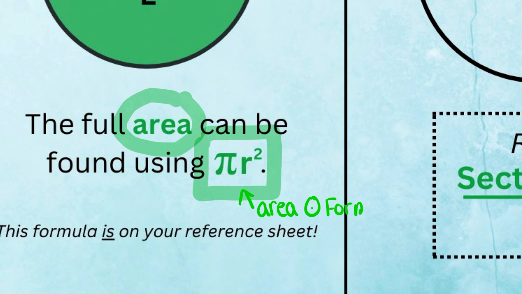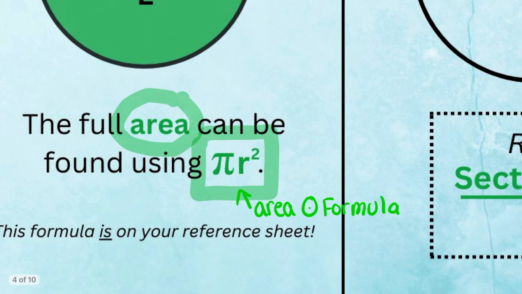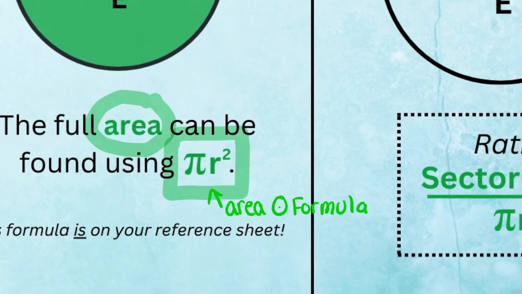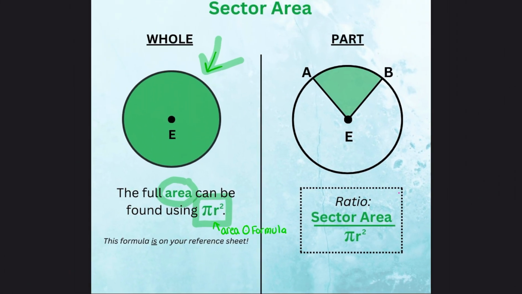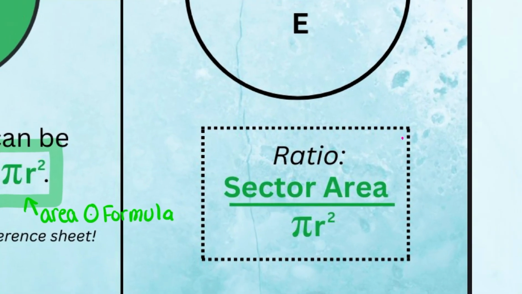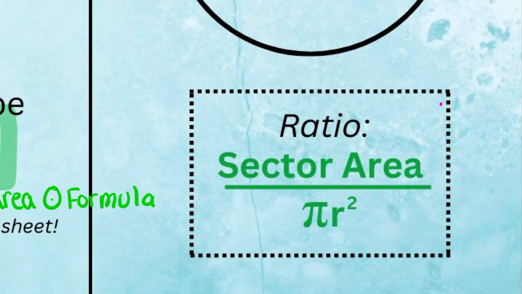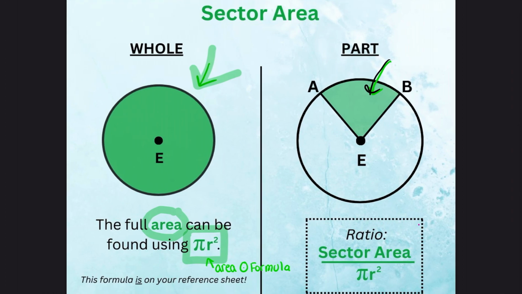And that can be found on your reference sheet, but I'll say this a lot. Things are only helpful on the reference sheet if you know where they are and how to use them. So knowing that the area of a circle is pi r squared is helpful, but knowing how to use it is even more helpful. So to find this sector area, or the area of the piece of this circle over here, we would need to do sector area over pi r squared. So that piece out of that whole area.